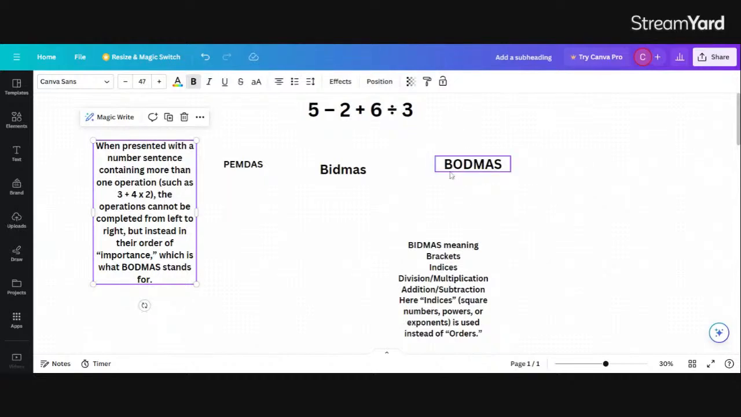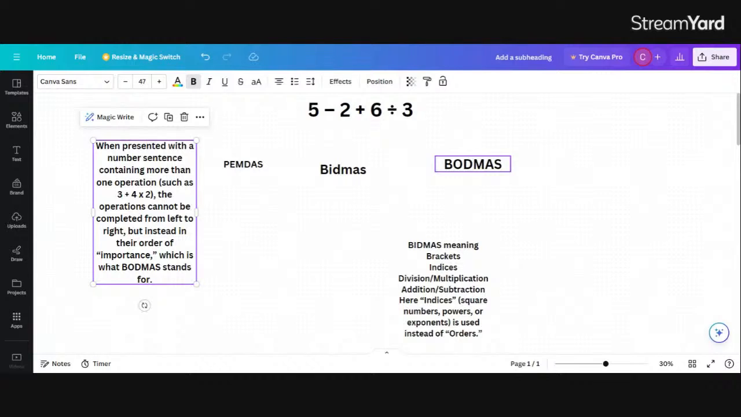In this case, B is of the greatest importance, and that B is bracket. In any problem, if you see a bracket, you treat that bracket first. If you see others or indices, that should be the second thing you work with. Then here comes a problem now, after brackets and others.